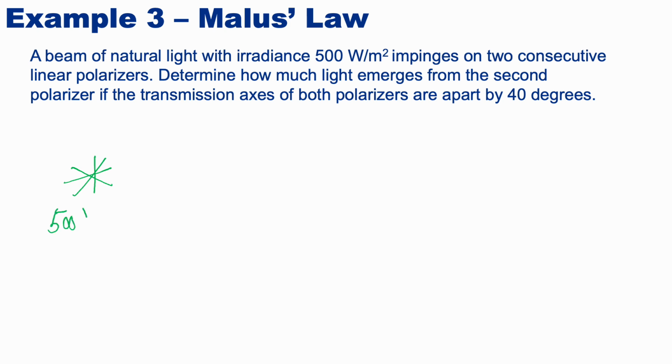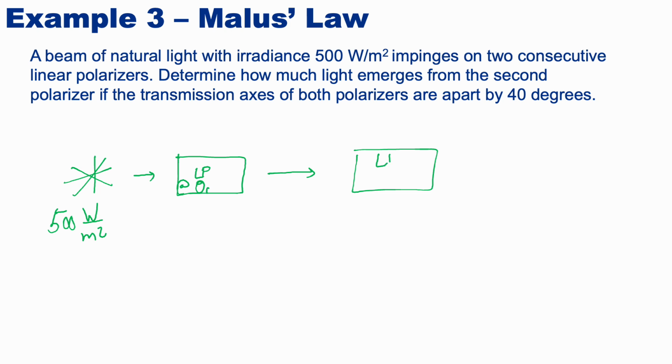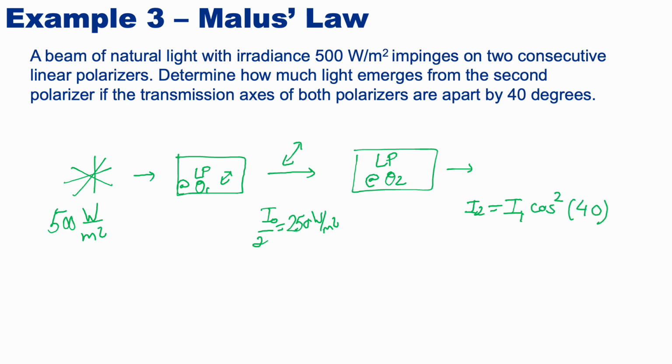The other case is when we have natural light. So we have here 500 volts per meter squared, and we go through two consecutive linear polarizers. This is gonna be the first linear polarizer at theta 1, and we have here the second linear polarizer at theta 2. So right here we know that we're gonna have half of the initial one, so that means that we're gonna have 250, in whichever direction the first linear polarizer is. And now I don't need to know the absolute values, but I know that they are 40 degrees apart. So that means that my output is gonna be what I have before the second polarizer, times cosine squared of 40 degrees.